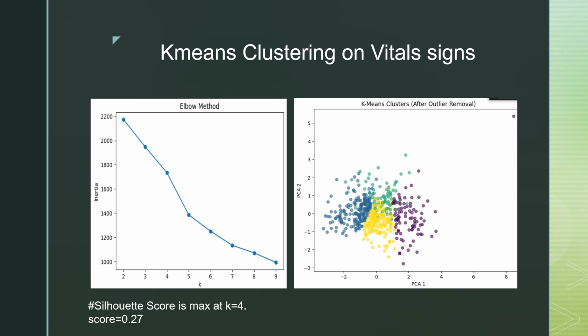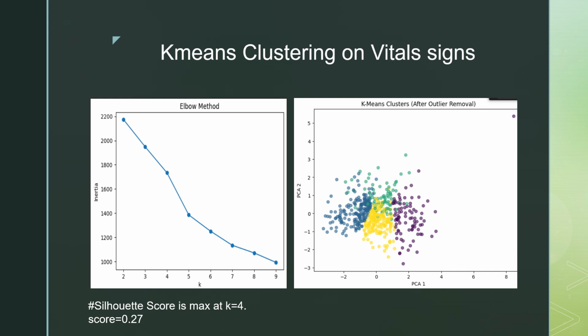On the right, you see the PCA visualization of the clusters after removing the outliers. Here we considered 3 standard deviations away as an outlier. PCA reduces the high dimensional vital signs data into 2 components so we can see the clusters visually. Each color represents one cluster. The grouping shows that the data naturally forms around 4 main clusters.